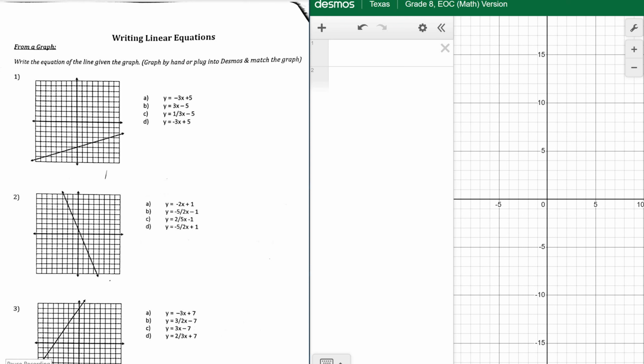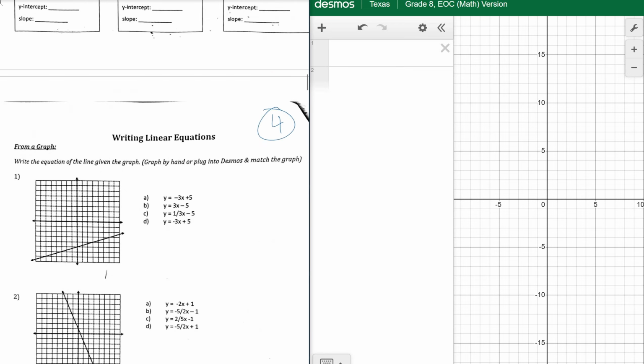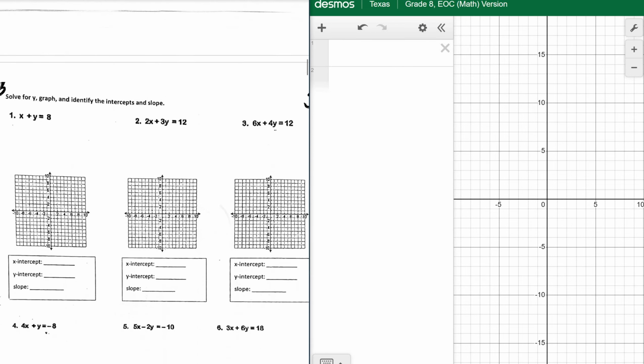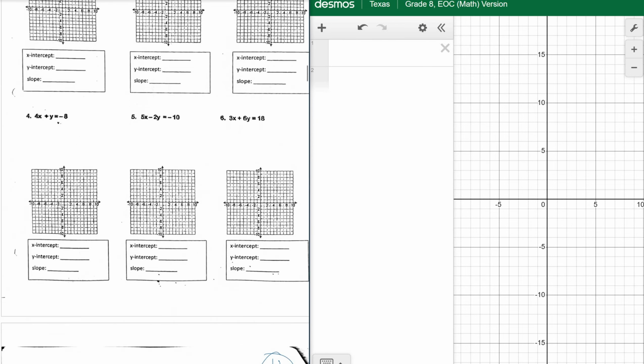All right, we are doing day 12.7. We are on page 4 in the packet. Please turn to page 4. It's not numbered, as you can tell, but the easy way to get there is to go to page 3 and then turn the page.